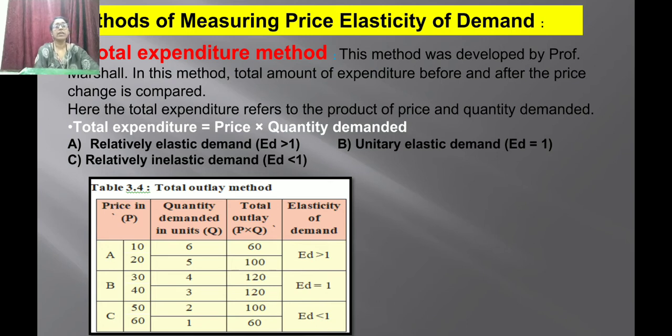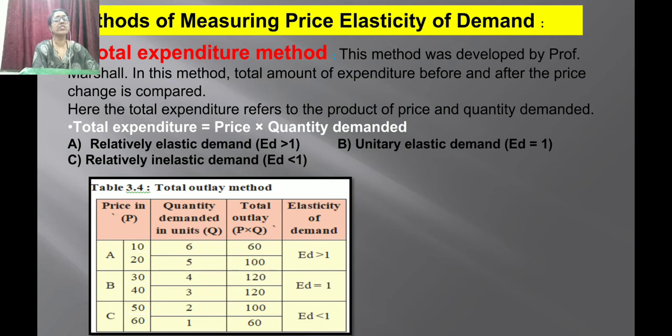Now next, commodity C. The first price was 50. When the price was 50, the quantity demanded was 2. Then the price increased to 60, and the quantity demanded decreased to 1. Now 50 into 2 is 100, 60 into 1 is 60, so elasticity is less than 1. So 100 is more than 60.